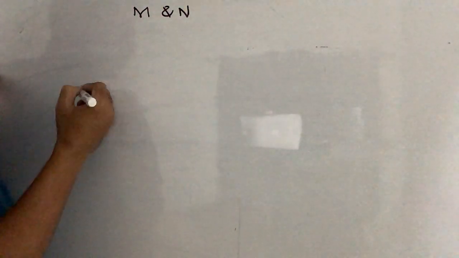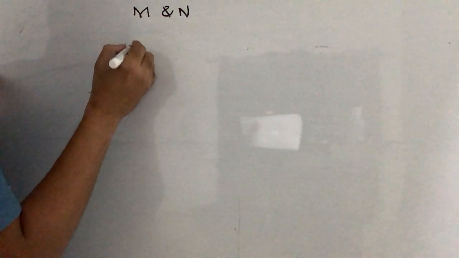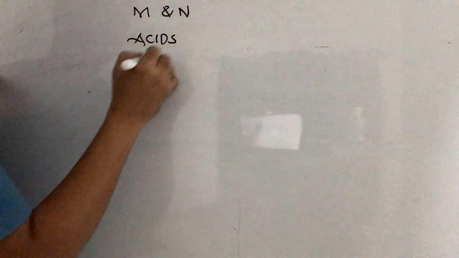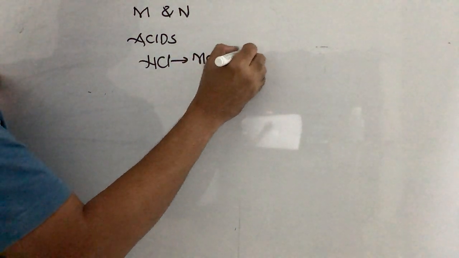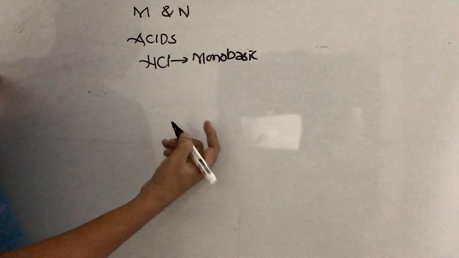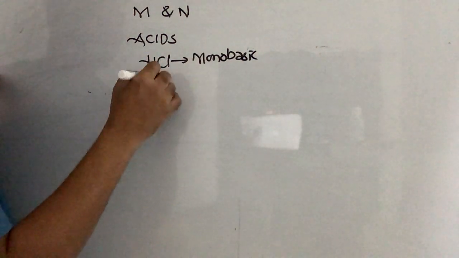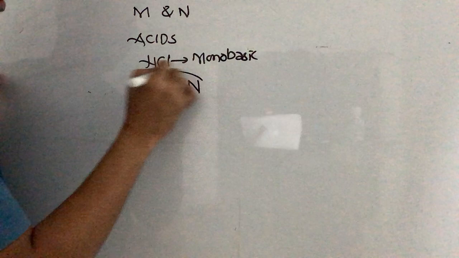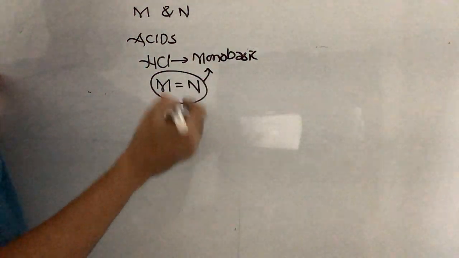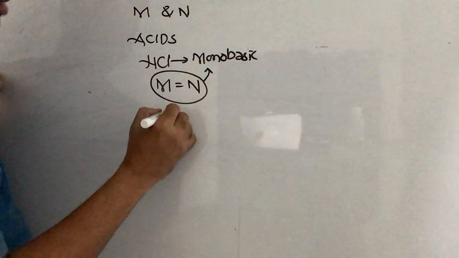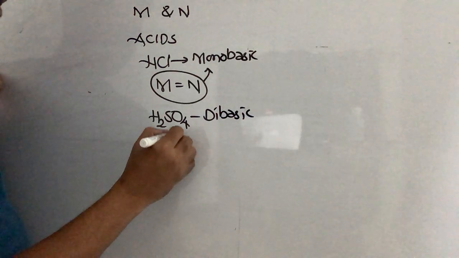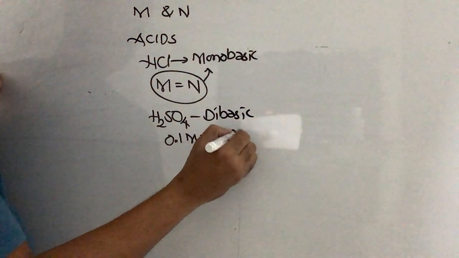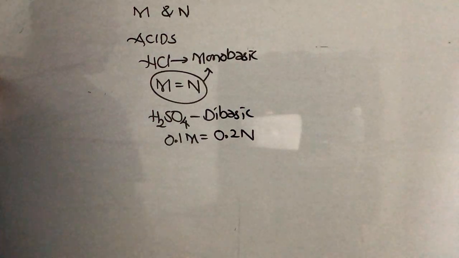Relation between molarity and normality. If you are having acids, let us say HCl, it's a monobasic acid. When it is a monobasic acid, there is not much difference, because molarity and normality are the same for monobasics. And H2SO4 is a dibasic acid. When it is a dibasic acid, if the molarity is 1, then its normality is 2. Or if it is 0.1, it will be 0.2.